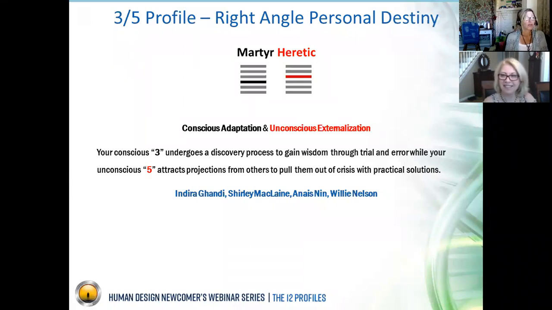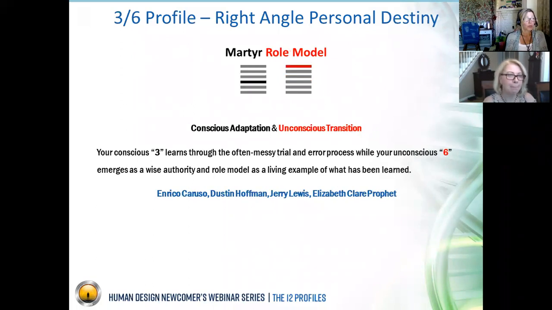Okay. Then we make the movement over to the 3/6 profile. A little bit different here. Yes, another harmonic profile and a right angle personal destiny again, the martyr role model. So putting together all the things we've heard, we have conscious adaptation, again, trial and error, and now unconscious transition. And I'm going to let Lynette speak a little bit on the early years for a 3/6 profile, because they really are then a 3/3.